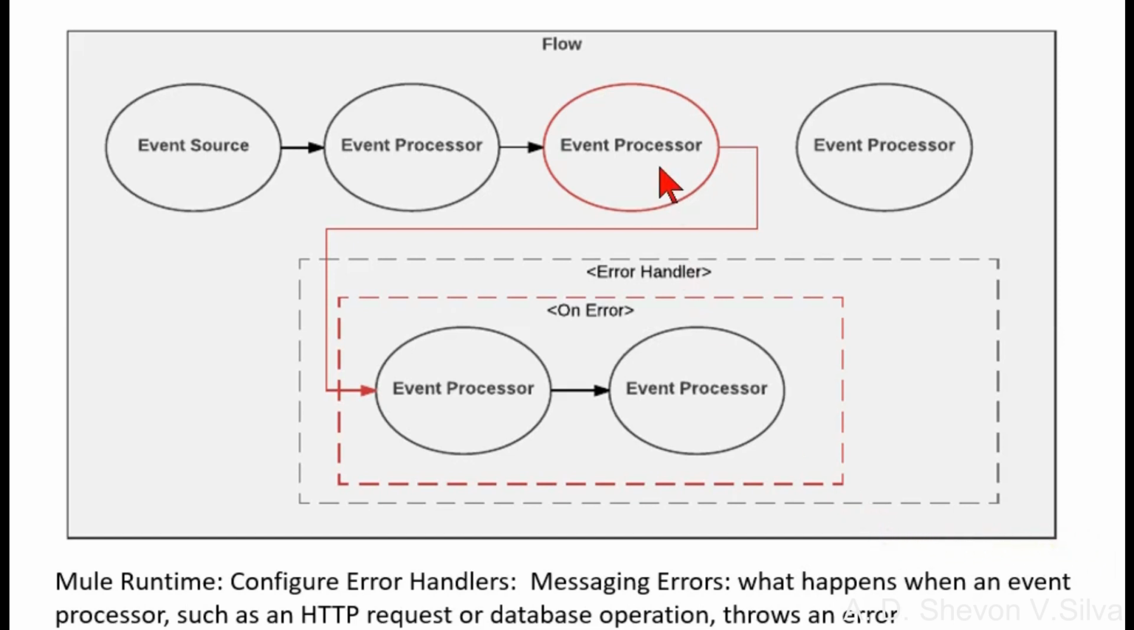Here you can see the flow: the event source is going to an event processor, which is going to another event processor, and there's another one here, and there's an error. Then the event processor is going to the event processor, and on error is connected to another event processor in on error. The error handler, the event source, and the other event processors here are in the flow.